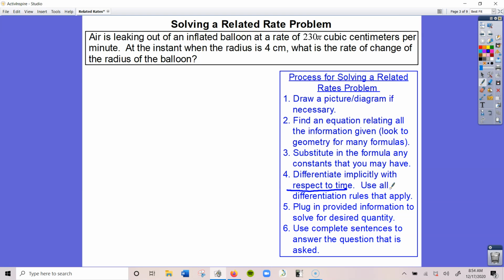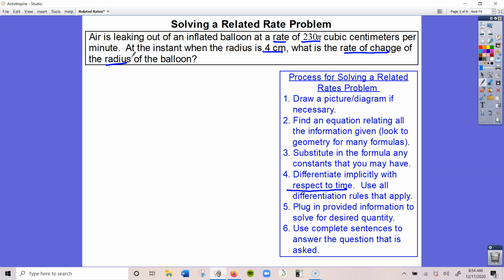So let's look at this basic problem. Air is leaking out of an inflated balloon at a rate of 230π cubic centimeters per minute. At the instant when the radius is 4 centimeters, what is the rate of change of the radius of the balloon?